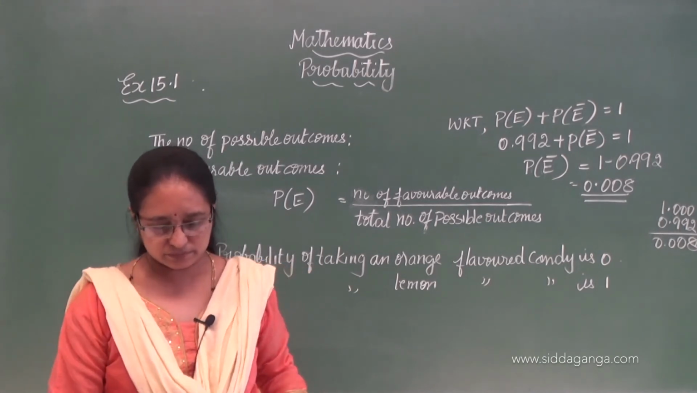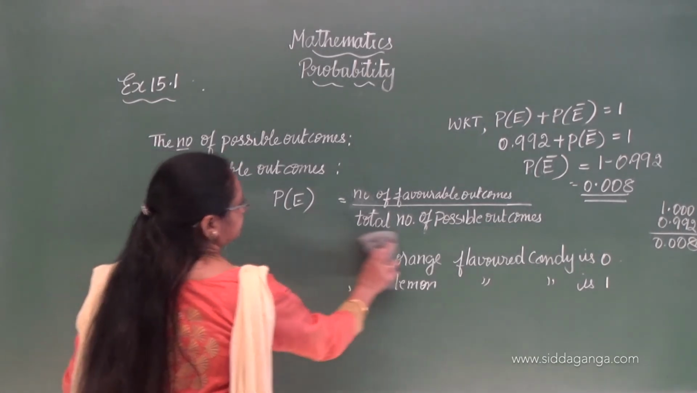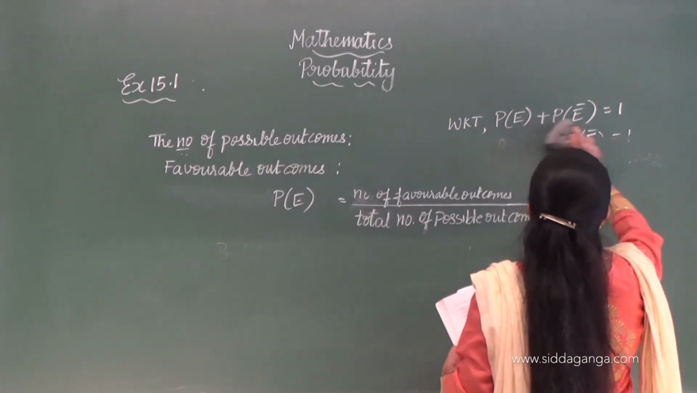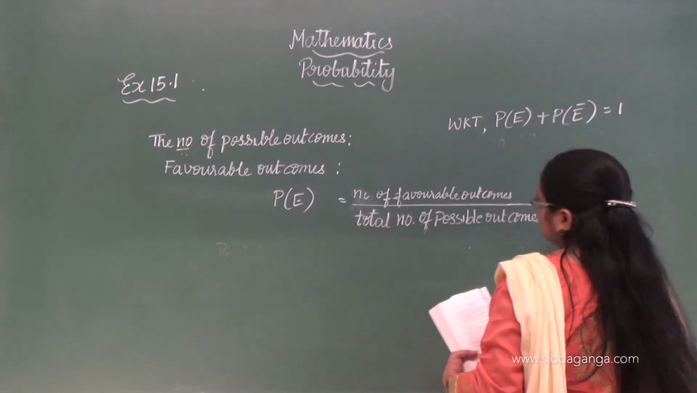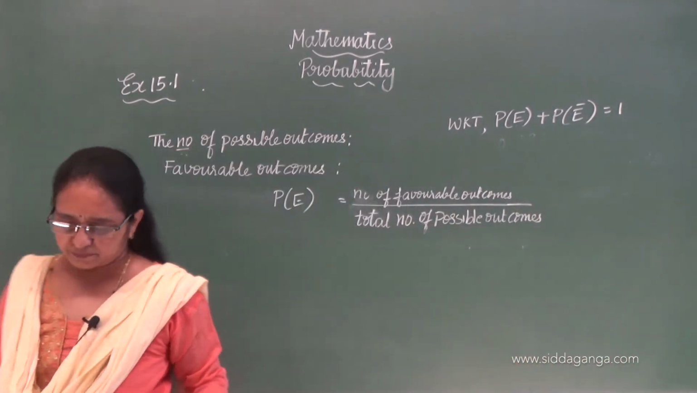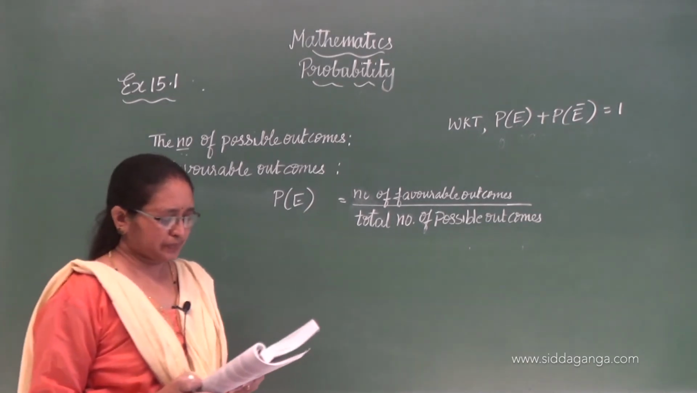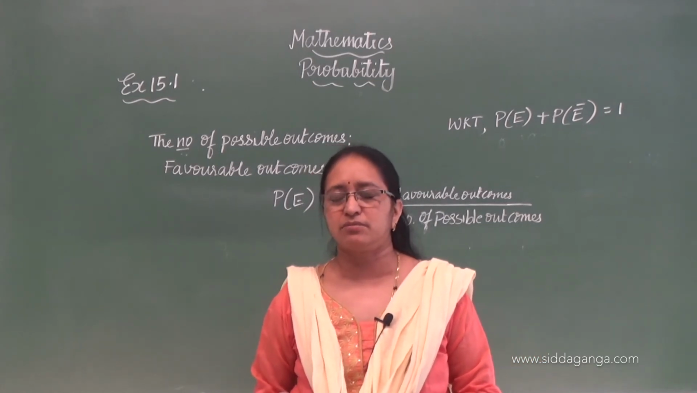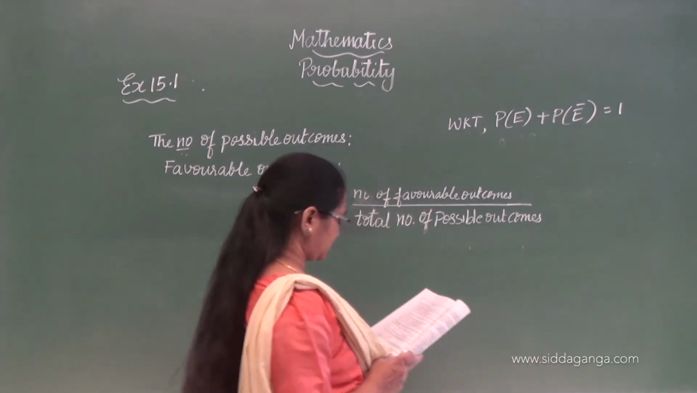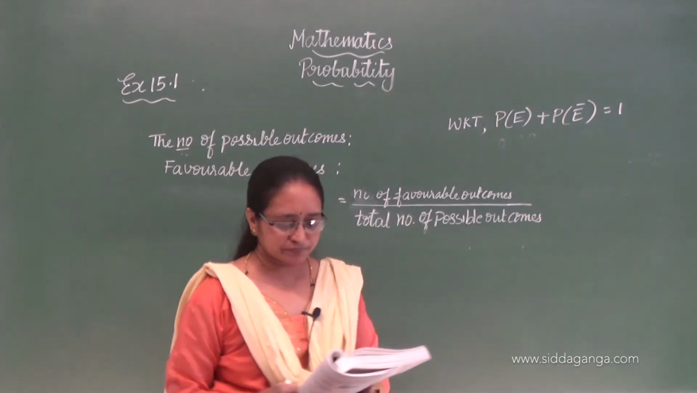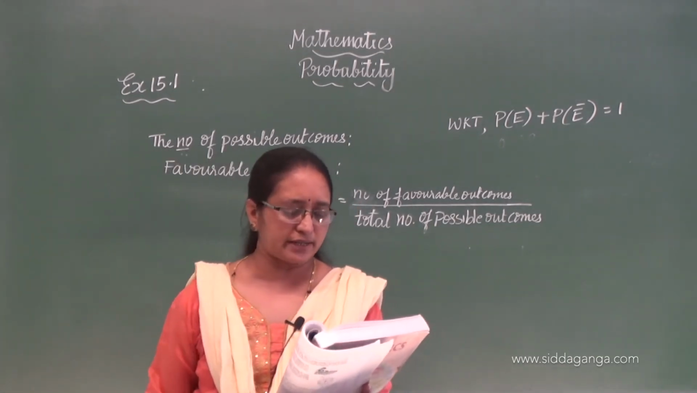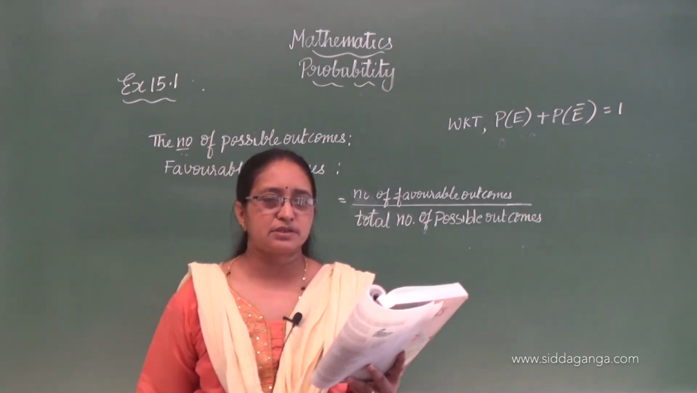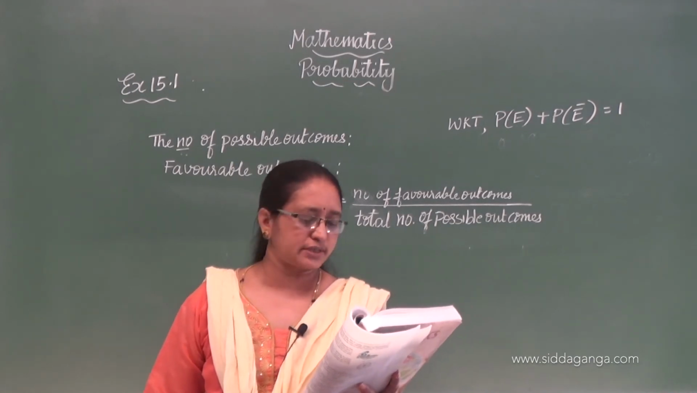So 8th one. A bag contains 3 red balls and 5 black balls. A ball is drawn at random from the bag. What is the probability that the ball drawn is red? Red, and second one is not red.